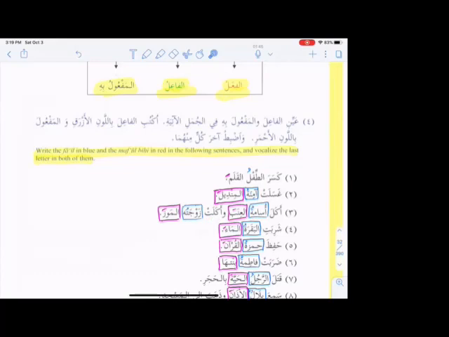Now I will ask you something, my brothers and sisters. Akalat, Tautanisi. What is the next thing? Zawjatuhu. Okay, Zawjatuhu. Fine. So where is the fa'il now? I ask you. Akalat, Tautanisi. Where is the fa'il? Zawjatuhu.